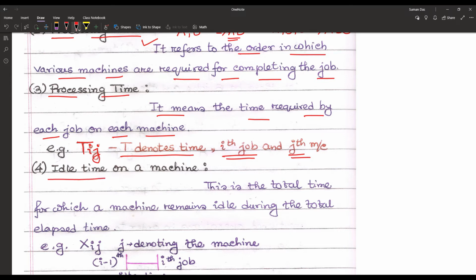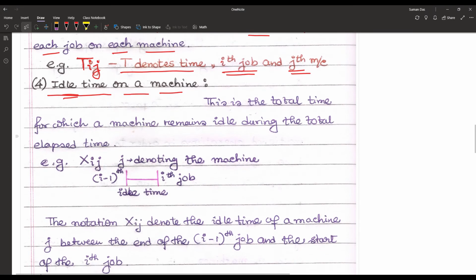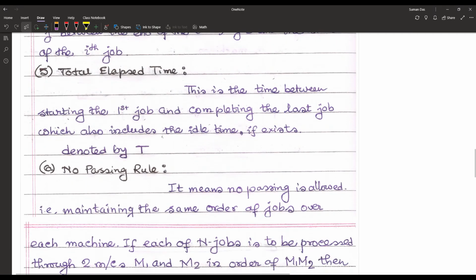The next one is the idle time on a machine. Before we discuss the idle time on a machine, at first we say what the meaning of total elapsed time is.